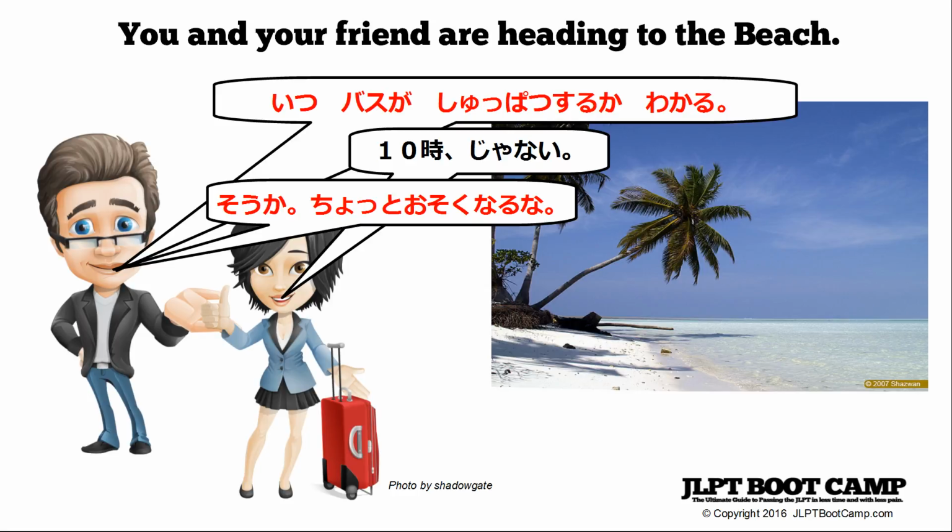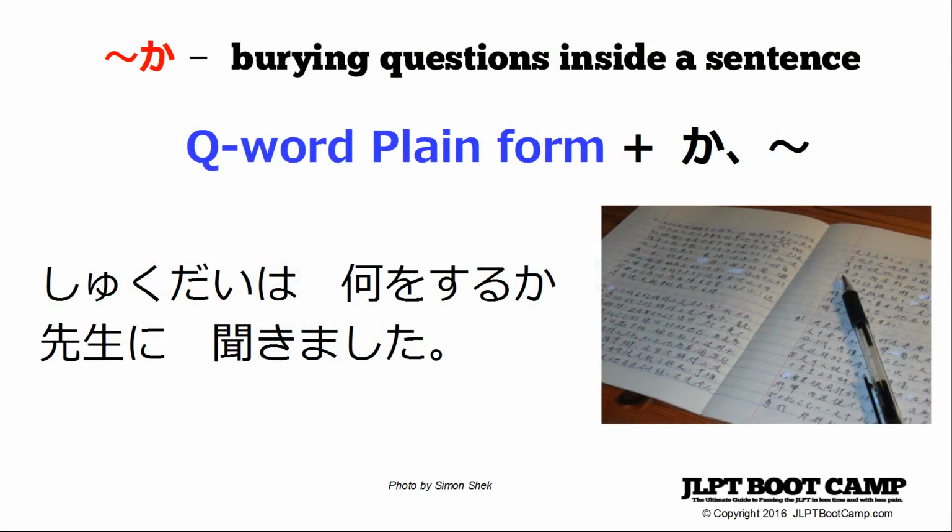And you respond, "Sokka, oh, that's right. Chotto, a little. Osoku, late. Naru is to become. And na is making it a little bit more emphatic. You're sad about the situation." So altogether, that would be, "Oh, we're going to be a little late, huh?" And so you are using the ka to bury a question inside a sentence.